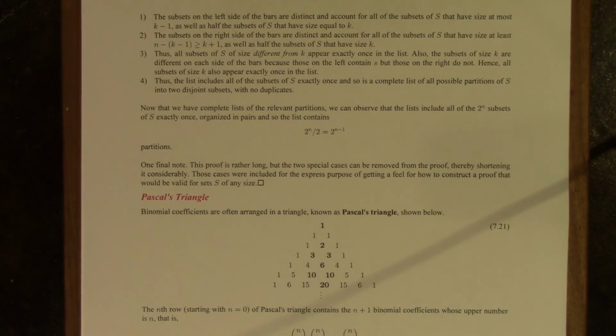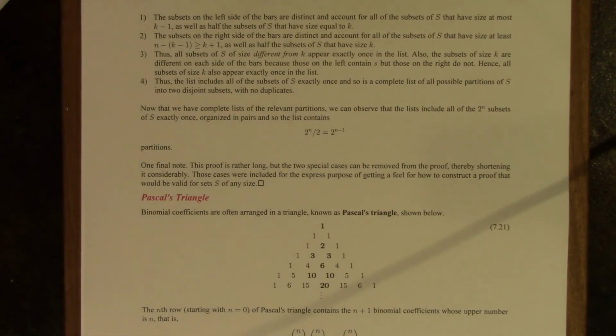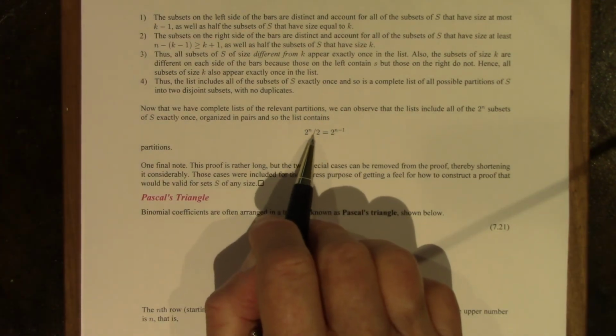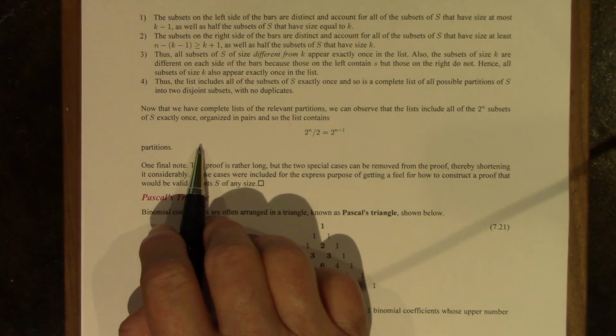Well now, when we examine the list, any one of these lists, we've got all the sets included, 2 to the n sets, but they're matched in pairs. It doesn't even matter whether they're complement pairs, they're just matched up in distinct pairs. So the length of the list is half of 2 to the n. And that is a complete, carefully thought out proof.